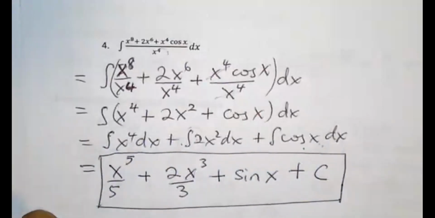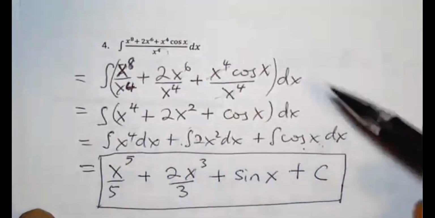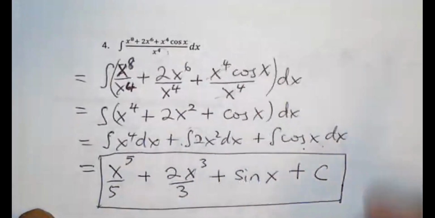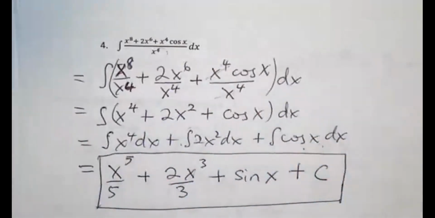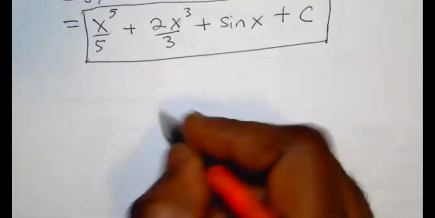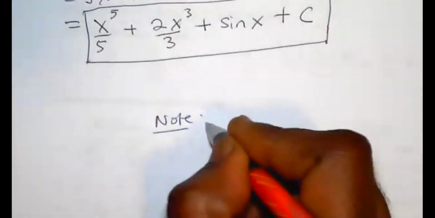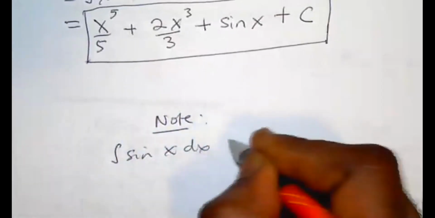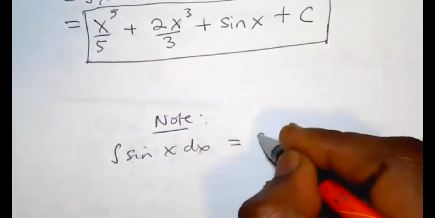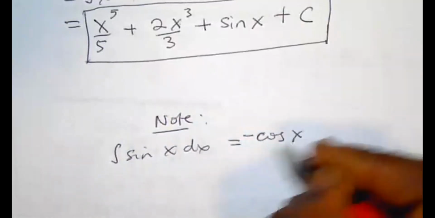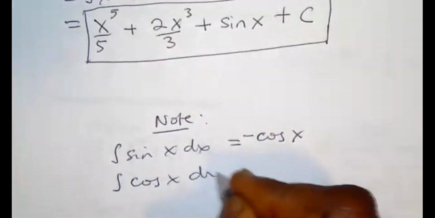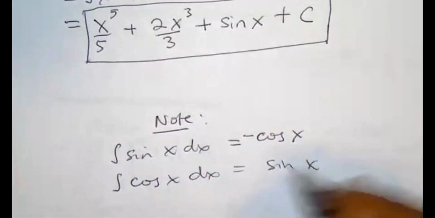So the key takeaway here is to remember the antiderivative of sine and cosine, right? Some people end up mixing up the two. So take note of that. Antiderivative of sine of x dx is equal to negative cos x, whilst the antiderivative of cos x dx is equal to sine x, right?